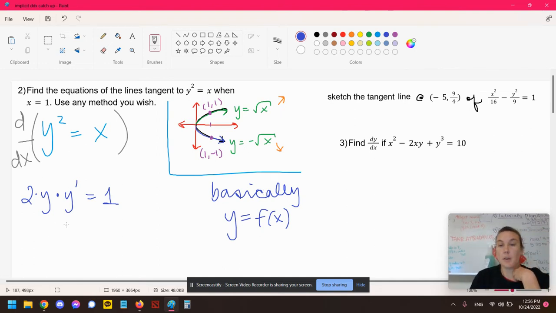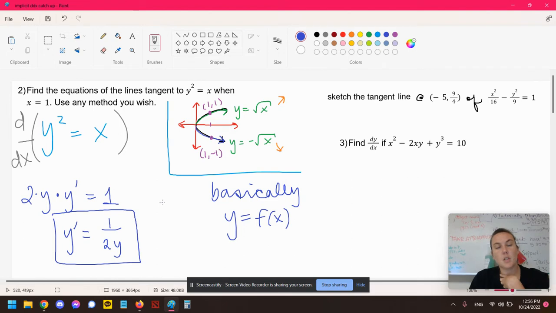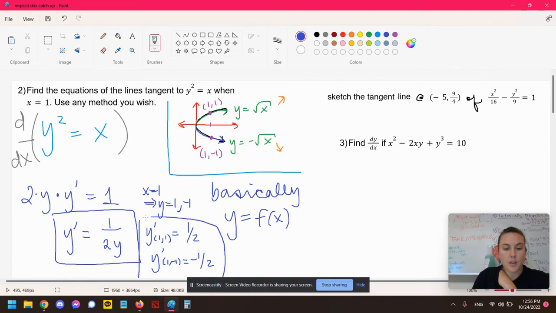Now, I've taken my derivative. I can solve for y prime using Math 1 and Math 2 skills. And I say, okay, the derivative at any point of y squared equals x is 1 over 2 times y. So when x equals 1, that means y equals either 1 or negative 1, as we figured out here. So the slope at (1, 1) and the slope at (1, negative 1) will be 1/2 and negative 1/2. And then we can go on and find our tangent line from there.